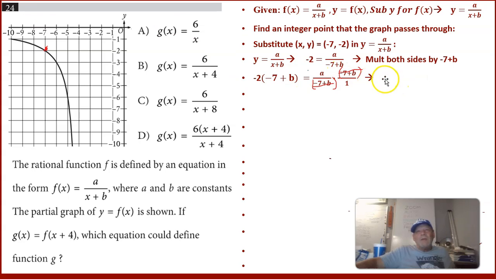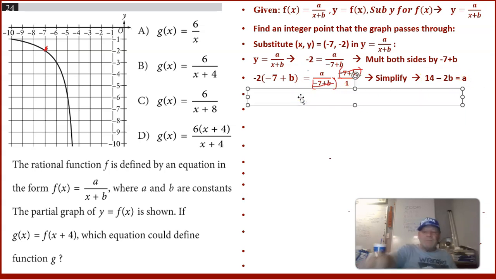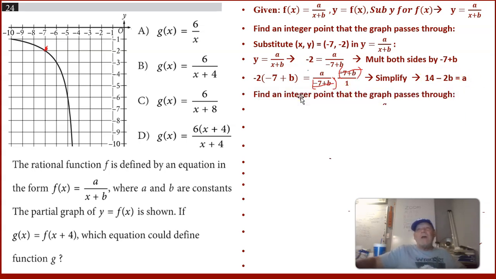So what am I going to do on the left? I have to do what's called the distributive property. So it's -2 times -7, which is positive 14. -2 times positive b is -2b, and that equals a. We will use that later on, but not right here at this time.